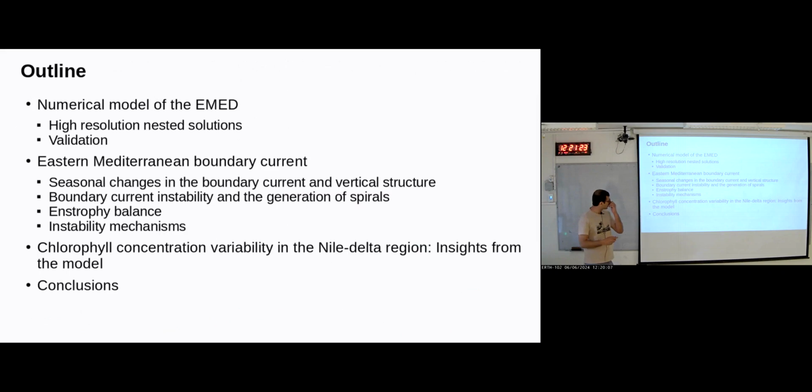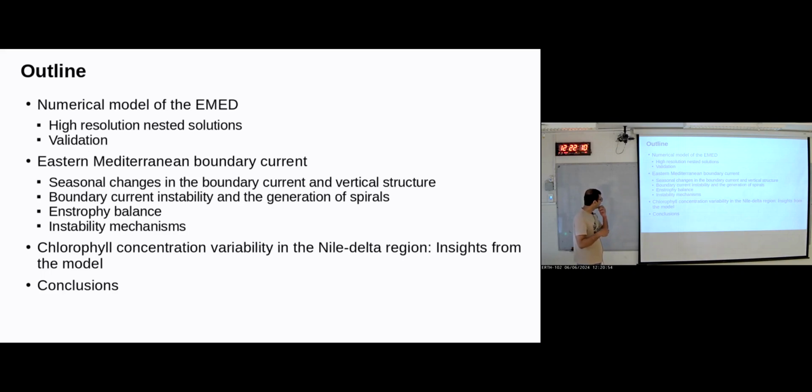So this brings me to the outline of today's talk. First, I will describe the numerical model that I am using. I will elaborate on the grid nesting that we use to generate high resolution solutions. I will also provide a few examples of model validation. Then I will move to the problem of boundary current instability. Here I will discuss the seasonal change in the boundary current and its vertical structure. Qualitatively, I will describe the boundary current instability and how that leads to the generation of spirals.